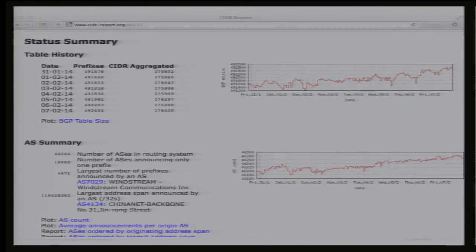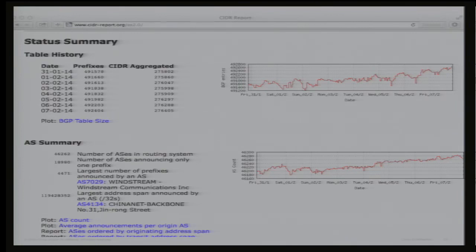Here you can see the BGP table at different dates. This is for last week, essentially. You can see the total prefixes on the internet, and on the right, if we do proper aggregation, it will reduce the size to that value. This data is generated on a daily basis, so if you go to the website, you'll find it for this week.